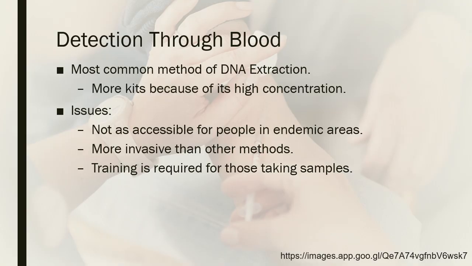Detection through blood is when the blood is examined for the DNA of the parasite. It is the most common method of DNA extraction for the detection of a parasite. This is because there are more kits for it in the market due to its high DNA concentration outcome. The issues with this are that it is not as accessible for people in endemic areas. In addition, it is more invasive than other methods.